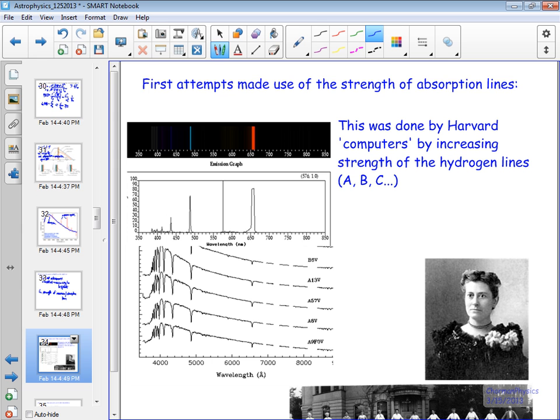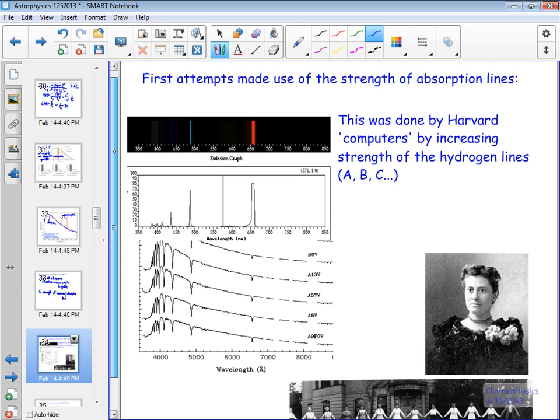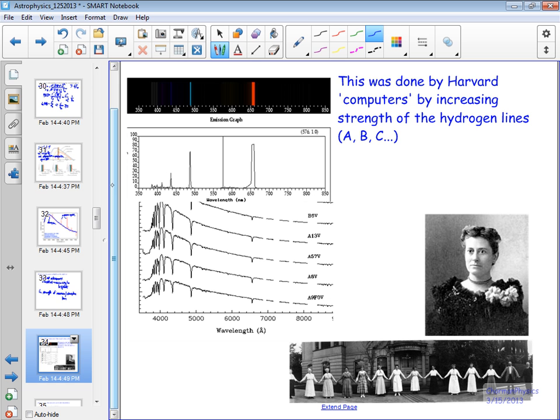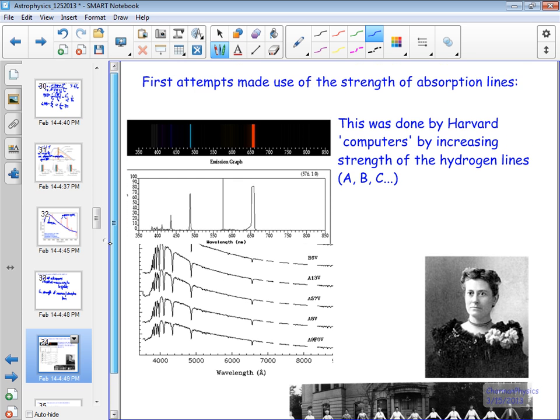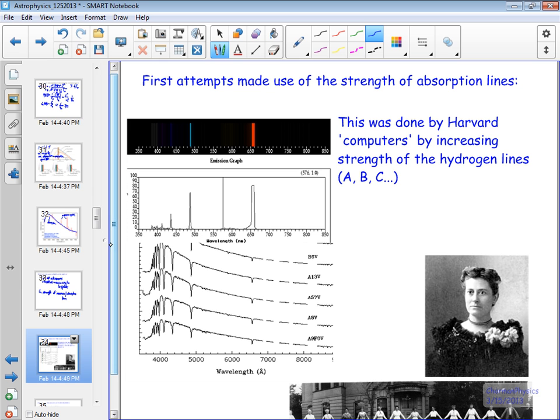But the first attempt to use these absorption lines was done by the increasing strength of the hydrogen lines. This was actually done at Harvard by what were called computers, which was basically the only job a woman could get in science back in the day, before they were treated equally, or still, they're still not, but treated more equally today at least. And the idea was that they could order the stars according to the increasing strength of the hydrogen lines that they saw in the spectra.